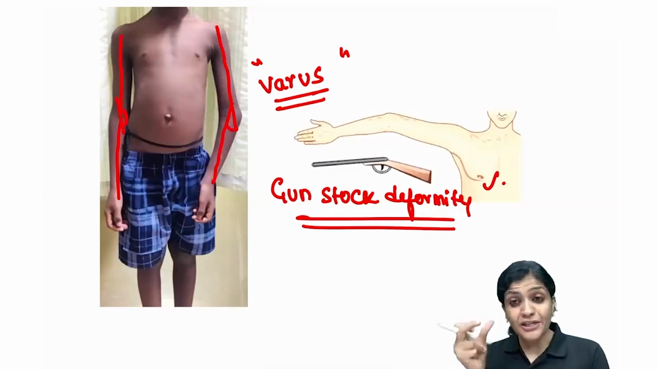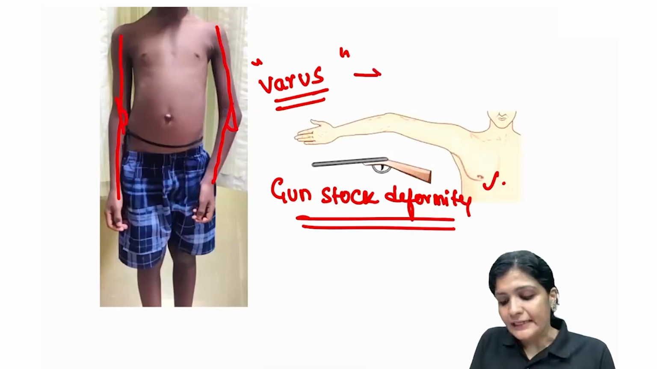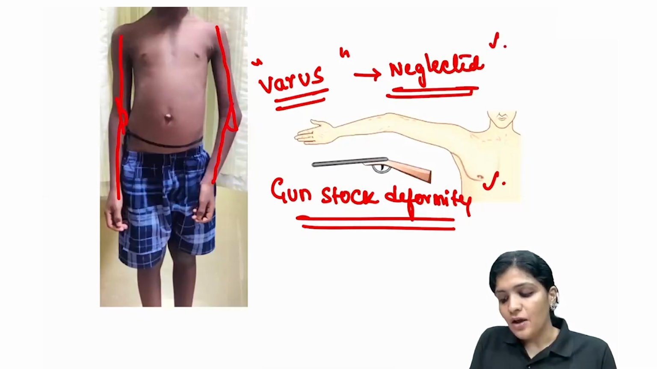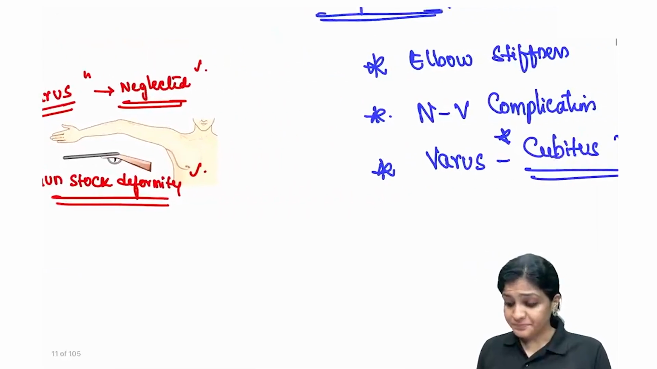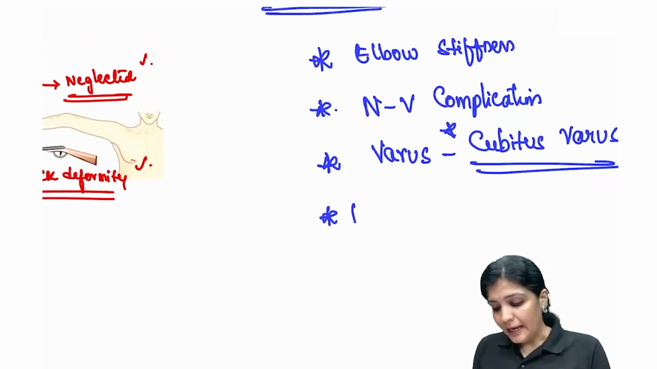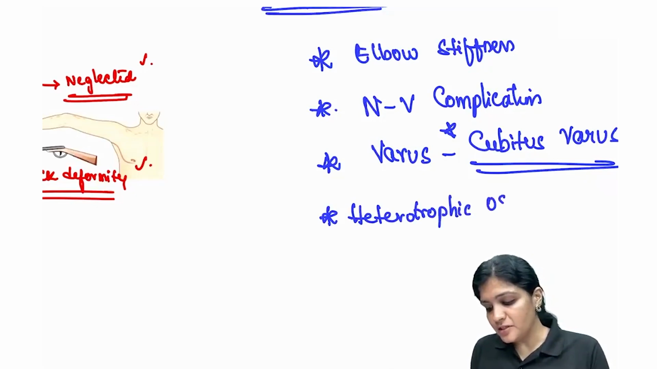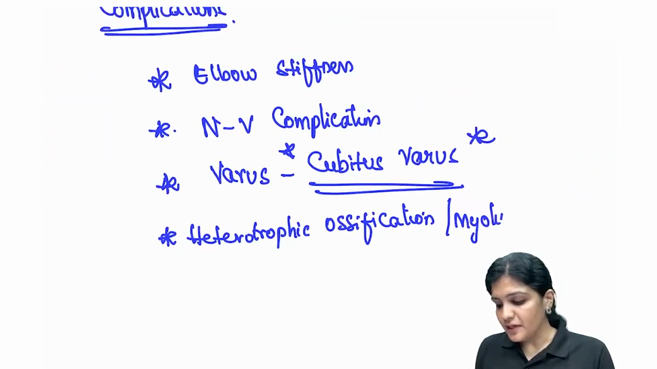This is because of the rotation of the distal fragment, which is not reduced properly, or in case of neglected supracondylar fractures. You see this condition which is called cubitus varus or the gun stock deformity. So this is the condition, right? And then you also see there would be heterotopic ossification. So what is heterotopic ossification or myositis ossificans? This is a very important question for you.